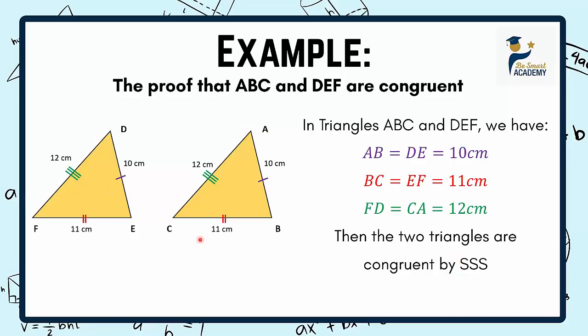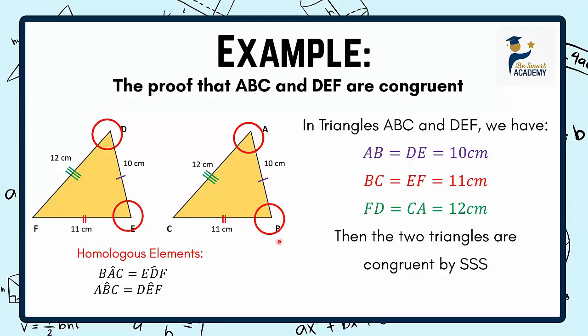Now, moving on to the homologous elements. We used 3 sides, so the remaining are 3 angles. We notice that this angle is equal to angle D, so CAB equals FDE. Similarly, those two angles correspond to each other. They look alike. Then those two are equal, which are ABC and DEF. Finally, ACB and DFE are both equal as the final homologous elements.